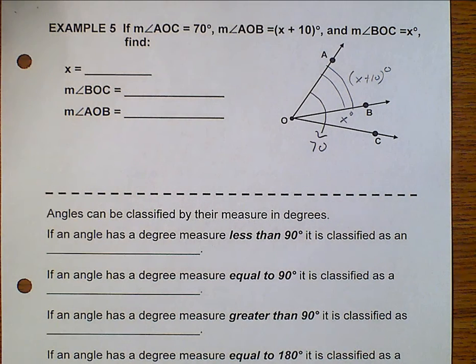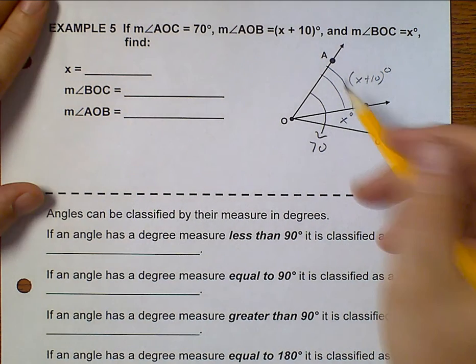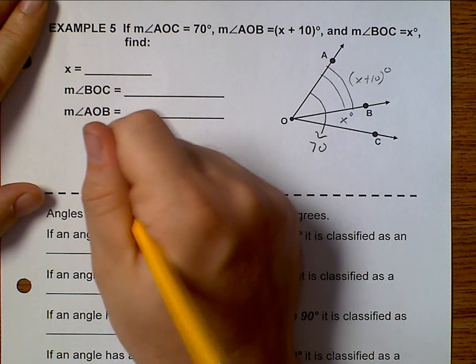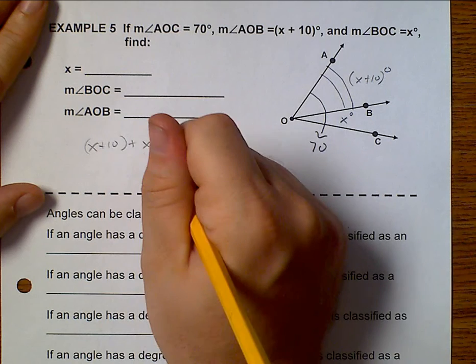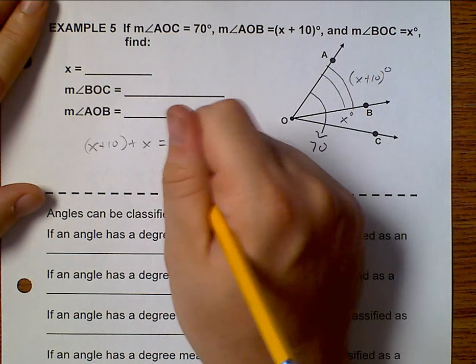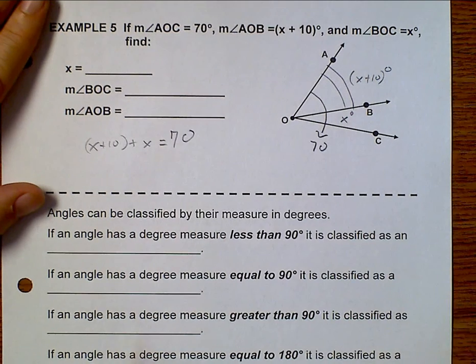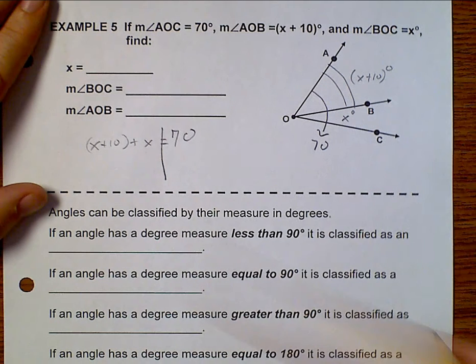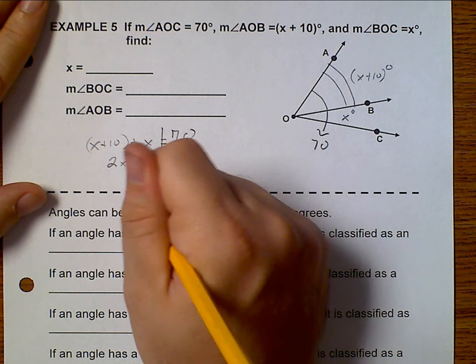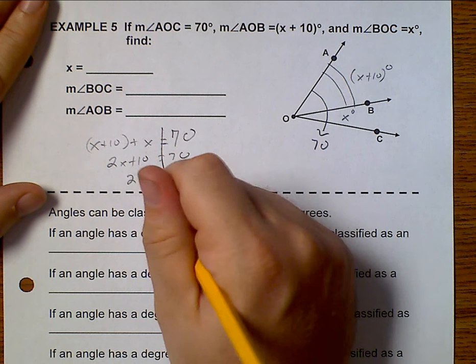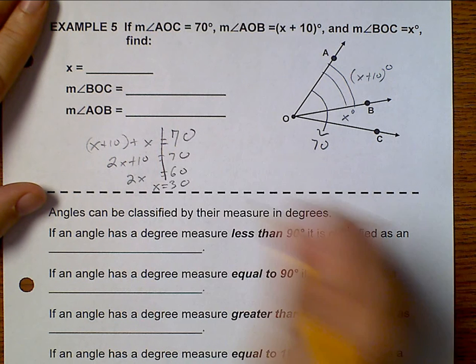Well, again, I can take this first angle, x plus 10, add the second angle of x, and I should get the total of 70. Going back to your basic algebra, 2x plus 10 equals 70. 2x equals 60. So x must equal 30.